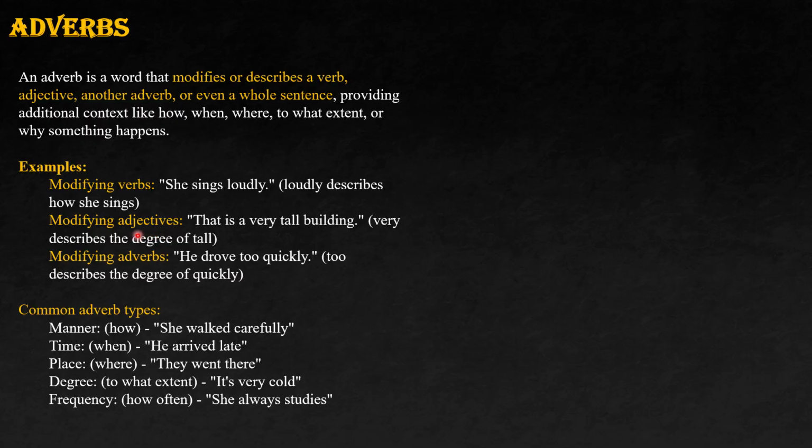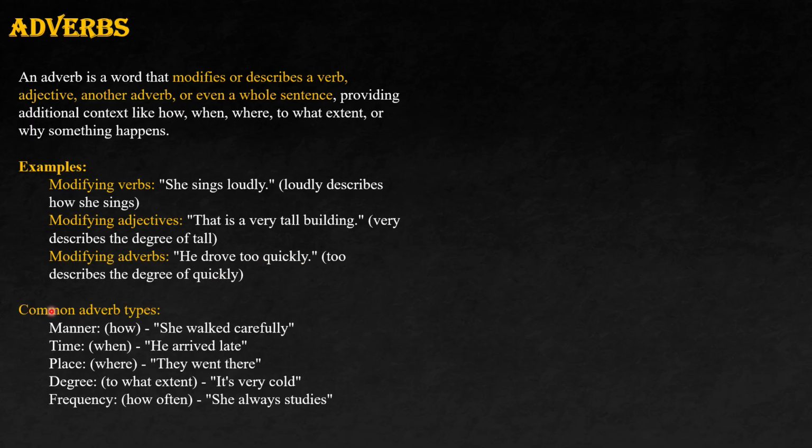Next one is modifying adjectives. What happens here? That is a very tall building. Here very is the adverb, describing the degree of tall. Modifying adverbs: he drove too quickly. So here too describes the degree of quickly.